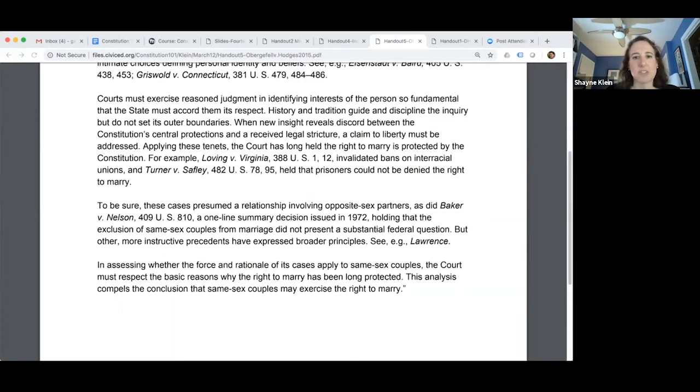He says, when new insight reveals discord between the Constitution's central protections and a received legal stricture, a claim to liberty must be addressed. And then he says, the court has long held the right to marry is protected. And so, when assessing whether the force and rationale of its cases apply to same-sex couples, the court must respect the basic reasons why the right to marry has long been protected. And this analysis compels the conclusion that same-sex couples may exercise that same right to marry. So they're relying on cases like Lawrence v. Texas, which was another case protecting gay rights that Kennedy wrote, and then relying on Loving and bringing those ideas together and saying, this is a substantive due process right.